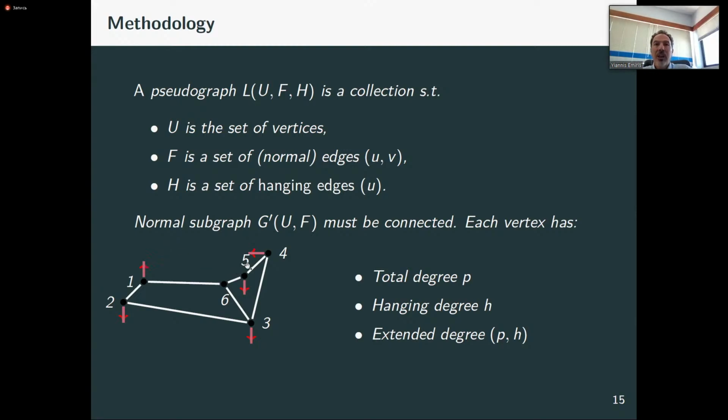So I end up with some normal edges in white, but I also have these red, pink hanging edges. So every vertex has the normal degree, but it also has the hanging degree, the number of necessarily outgoing hanging edges. The sum of normal and hanging degree is the total degree. So every vertex is characterized by the total degree and the hanging degree equivalently. Their difference is the normal degree.